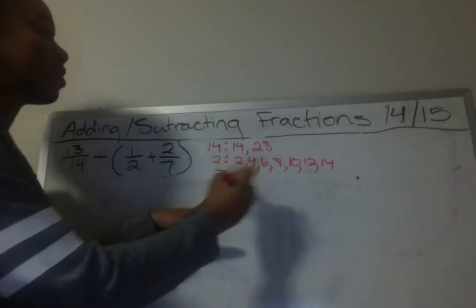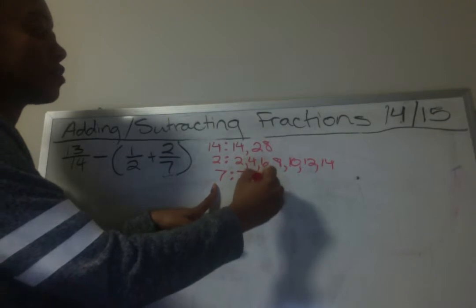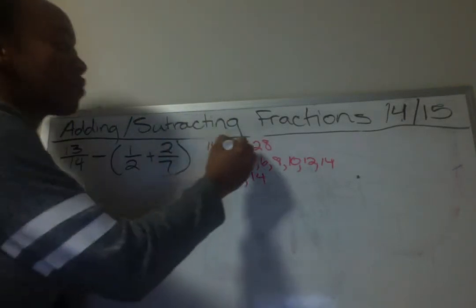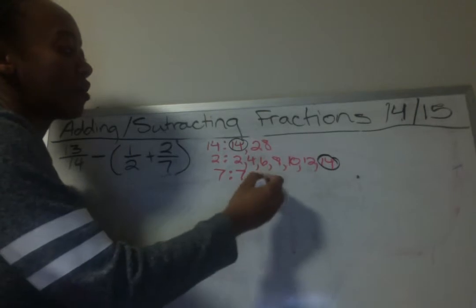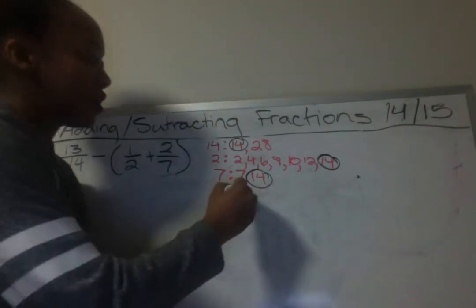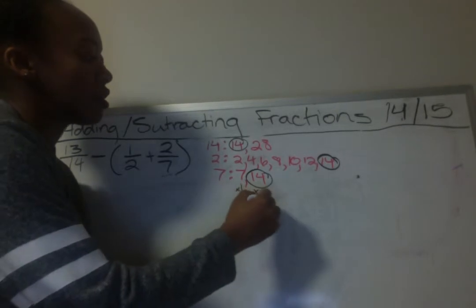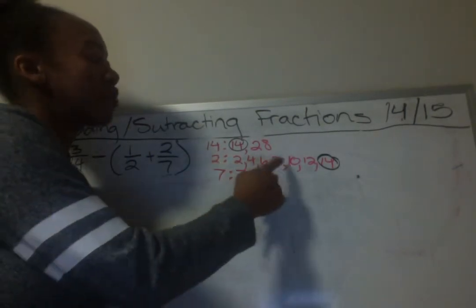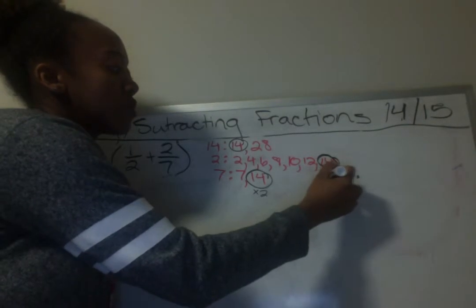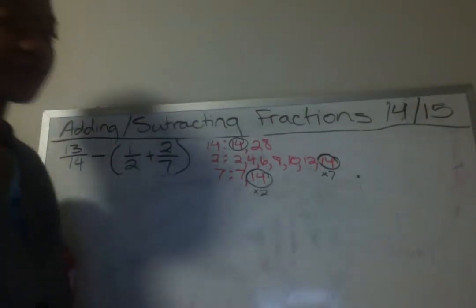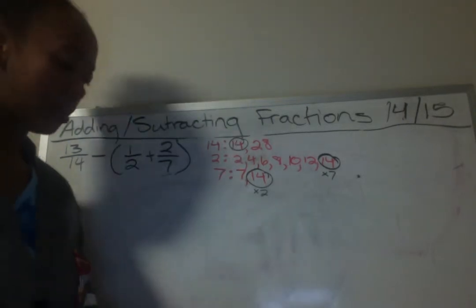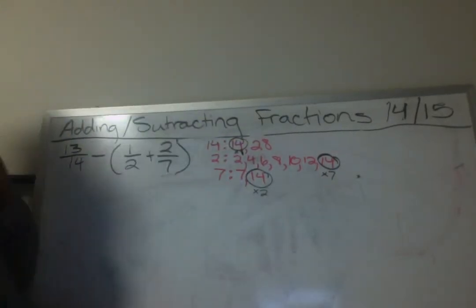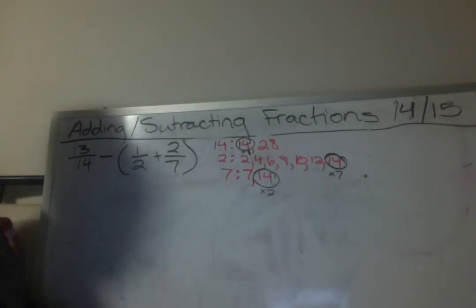7 times 1 is 7. 7 times 2 is 14. I can stop there because I see 14 at the top here, 14 down there, 14 down there. Now remember, if you need this to help you find your new numerator, it took me times 2 to get to 14. On this one, you just count. 1, 2, 3, 4, 5, 6, 7. That means 2 times 7 is 14. On the top one, 14 was the first one I found. So 14 times 1 should be 14.